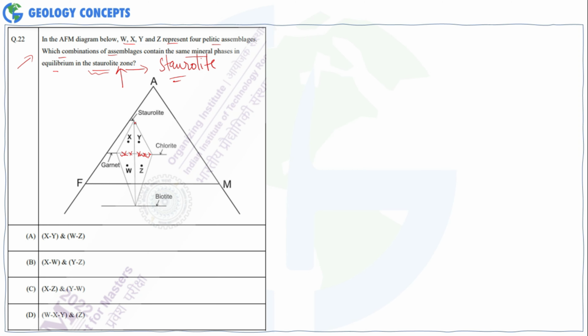The only tie line possible here is this vertical one, which is actually separating garnet and chlorite, because based on the temperature and pressure you might find chlorite in one assemblage and garnet in the other. So first thing, there is no horizontal tie line, there is just one tie line. This is something we have to assume, or we have to identify based on the condition. So we cannot blame the examiner that they have confused us or given the wrong information here.